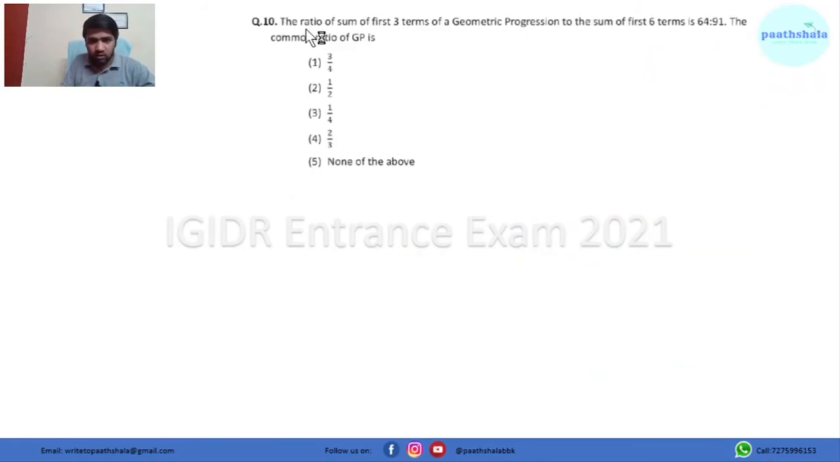Here it is asking: the ratio of the sum of the first 3 terms of a geometric progression to the sum of the first 6 terms is 64 is to 91. Then it is asking about the common ratio of the GP. We know that the sum of n terms of a geometric progression is a times 1 minus r to the power n upon 1 minus r, when r is less than 1. So we are going to use this formula.